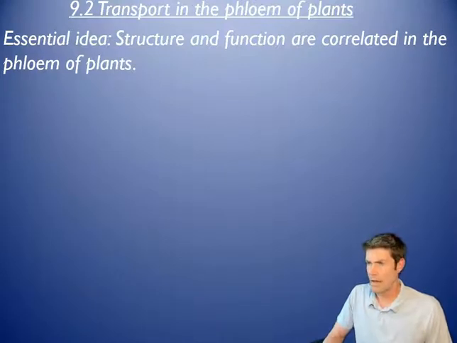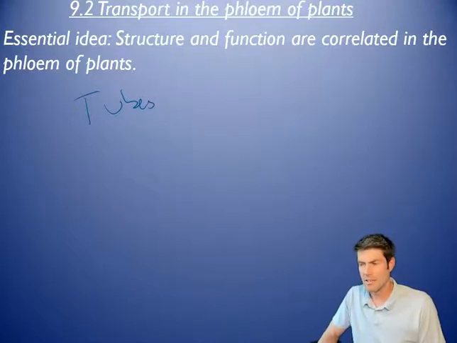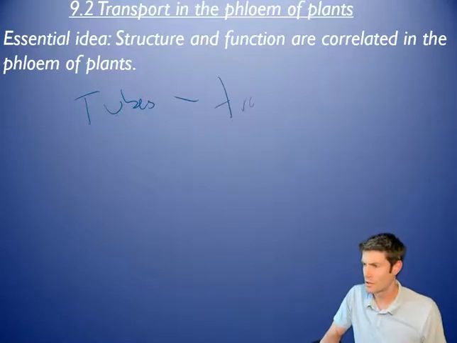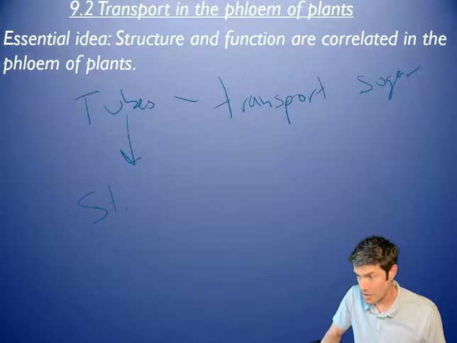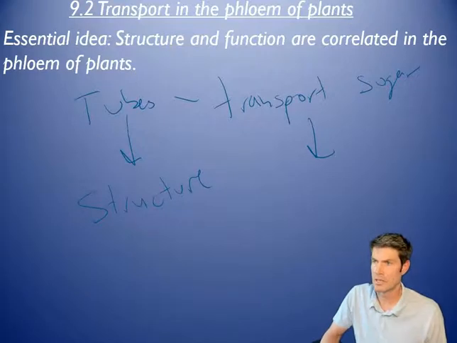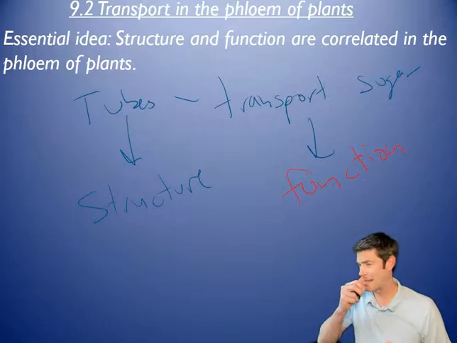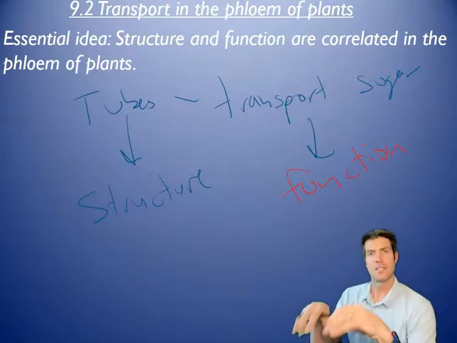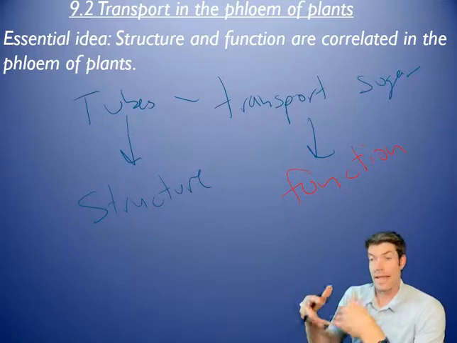And the main thing we have is tubes, these phloem vessels that we talk about. They're basically these kind of fancy tubes that help transport the sugar. So the structure, which is these tube shapes, helps with the function, which is to transport sugar. So remember, look at anything in biology, chemistry, physics, the structure of what we're looking at has a lot to do with the function.